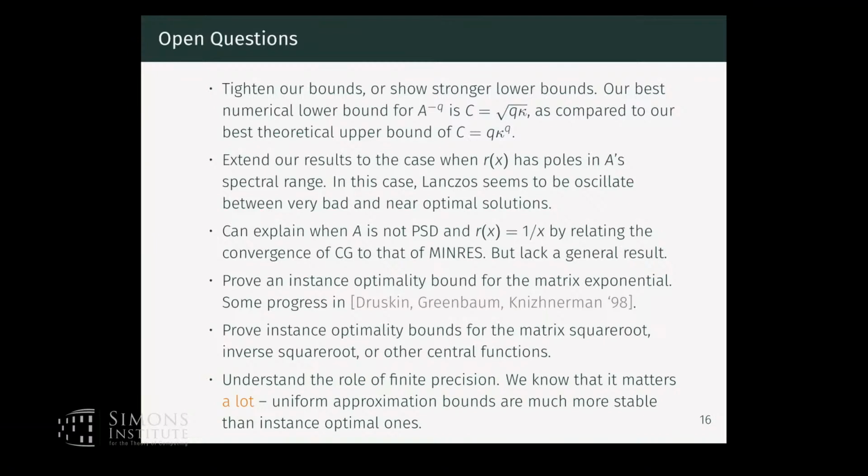And then the final thing is understanding the role of finite precision. We know that finite precision matters a lot here. For conjugate gradient, this instance optimal bound is completely dependent on your precision. And we have very little understanding. We don't even have a lot of understanding of the conjugate gradient case, to be honest. So anyways, doing anything with finite precision would be really interesting. So that's it. Thanks for your time.